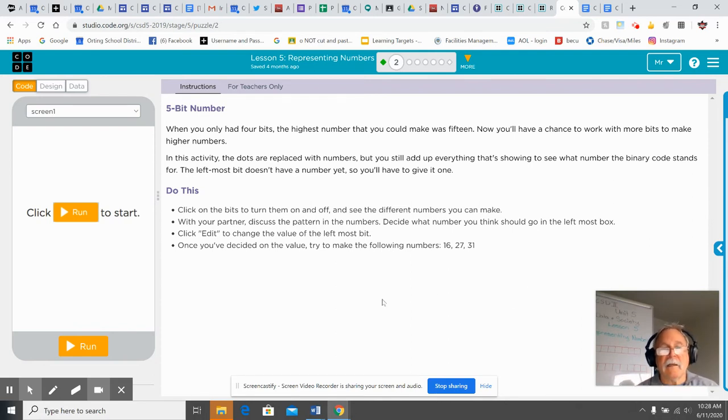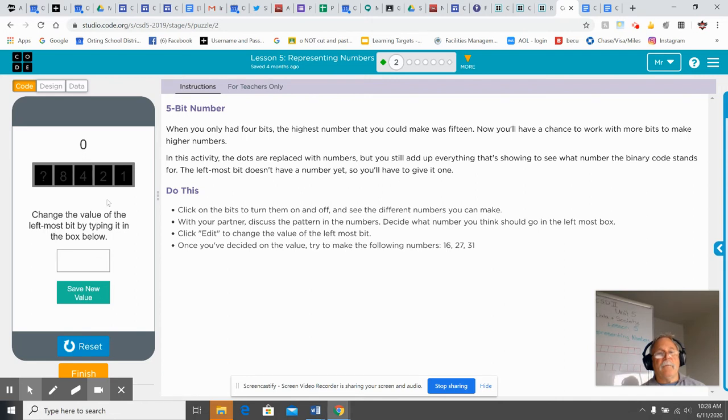Okay, so we're going to do this. Click on the bits to turn them on and off and see the different numbers that you can make. We don't have a partner, so we're going to click edit to change the values and so on. So, okay, what we're doing is we're going to go ahead and run it. Okay, go ahead and click on each one. So we have a 1. We'll start from the left again because we always start from the left. A 2, a 4. What's the next number? 8. And what's the last number? 16. So we'll go 16. We click 16. Let's see, change the value of the leftmost box. We put a 16 in there and save the new value. And there you go. So that's what your first portion will look like.